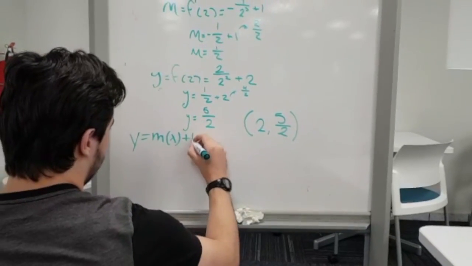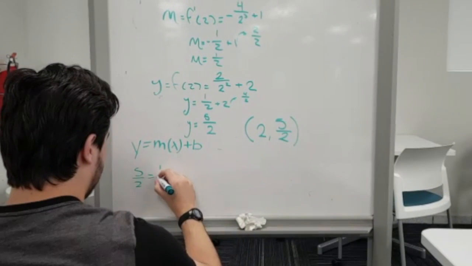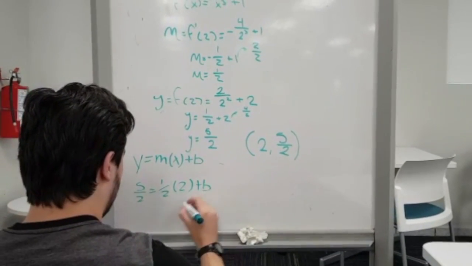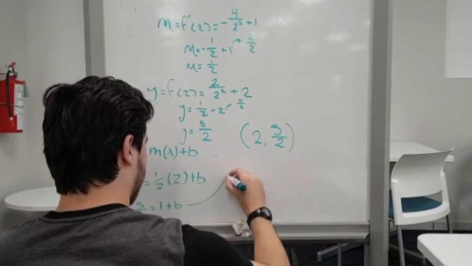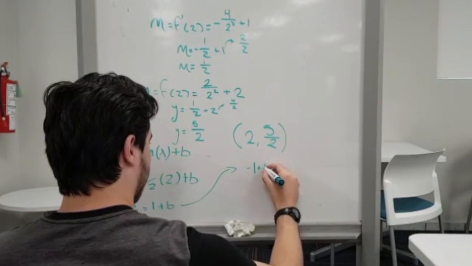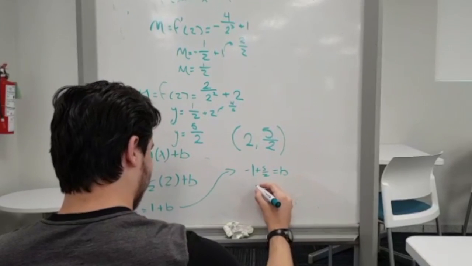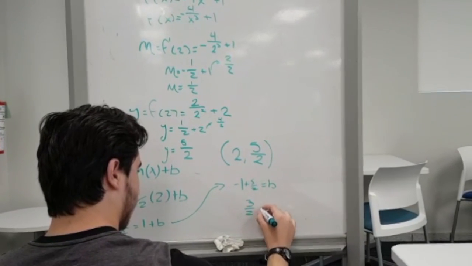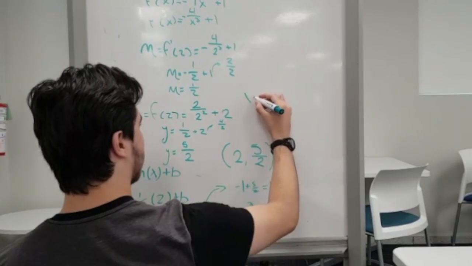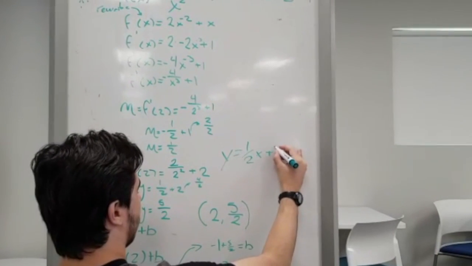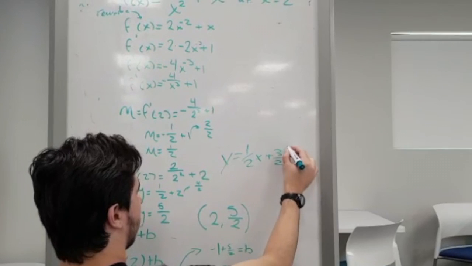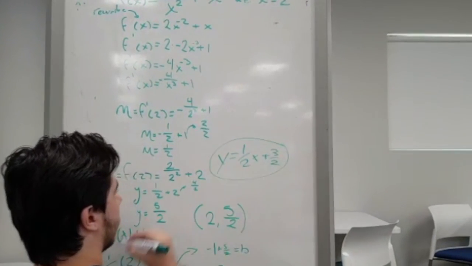To find b in the formula y equals mx plus b, we will need to substitute each of the values in their coordinate place. And now we solve for b. Now since we solved for b, we can see that the b value is 3/2. And now we can finally write the final answer, that being y equals 1/2x plus 3/2.